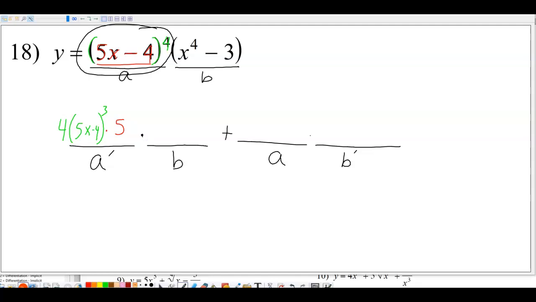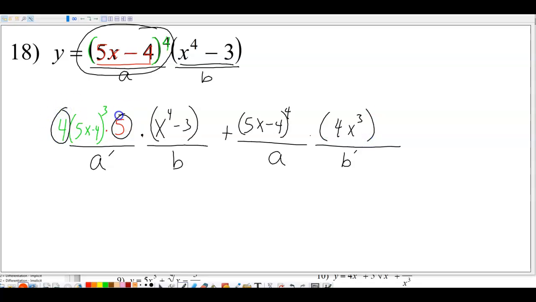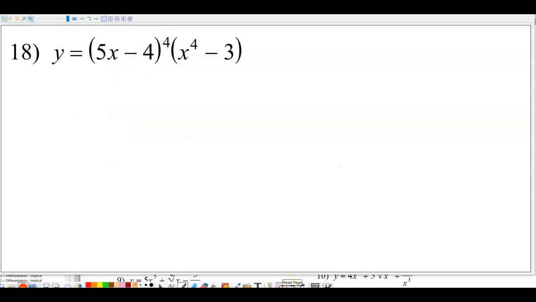Okay? The rest of it will be pretty straightforward. B won't be changing. It's just x to the 4th minus 3. A won't be changing here. It's going to just be 5x minus 4 to the 4th power. And then finally, B prime, the derivative of this will be 4x cubed. And that's going to be good enough. Technically, they might choose to multiply the 4 and the 5 together to get 20, but I think I'll leave it like this because I don't think people will be simplified on your test, but either way.